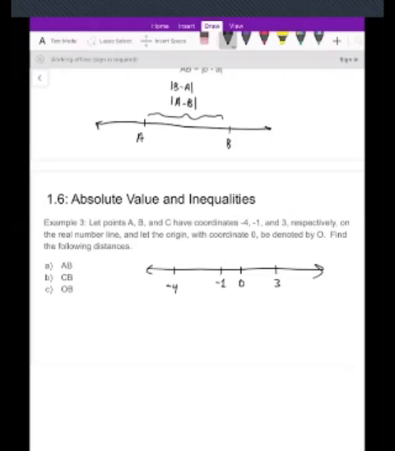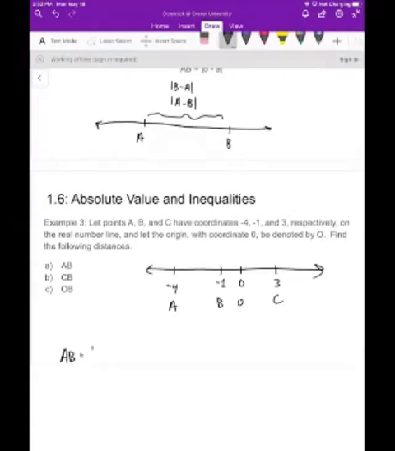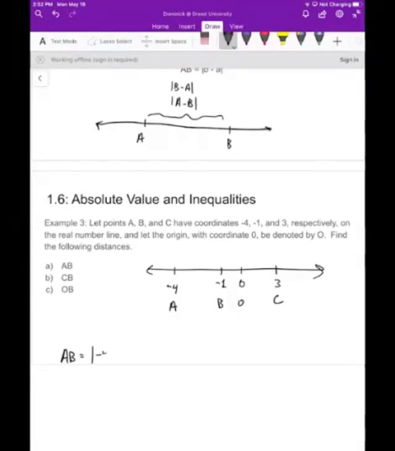Okay, so of course, we're going to denote the coordinate 0 with an O. So here we have A, B, O, and C. We want to find the following distances. If I want to find AB, I just need to take the absolute value of A, which is -4, minus B, which is -1. All right, so of course, we add a line, change the sign, and we get the absolute value of -3, which is just 3.